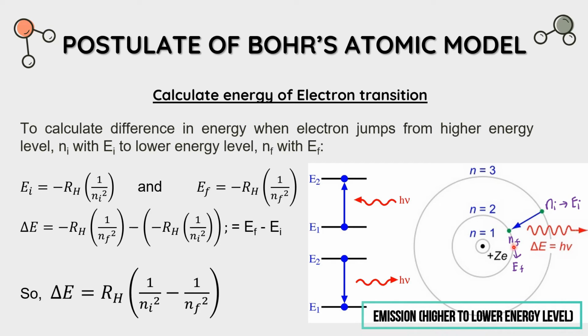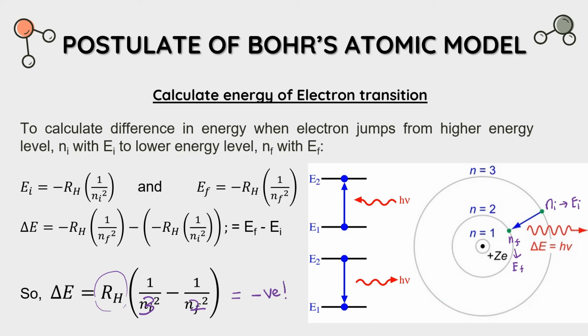As in this emission process, since the movement of electron is from higher energy level to lower energy level, this higher or excited energy level will be labeled as Ni, and this ground state or lower energy level will be labeled as Nf. So to find the delta E for that emission process, you can substitute this Ni as 3 and Nf as 2, where RH is the Rydberg constant. So by solving this calculation, you will get your answer in negative.